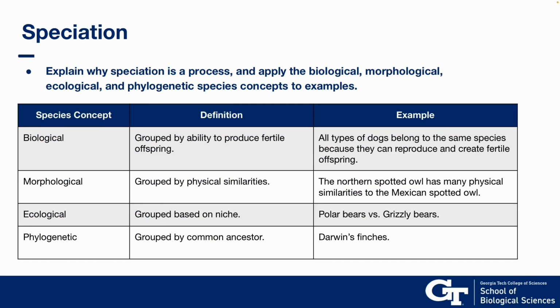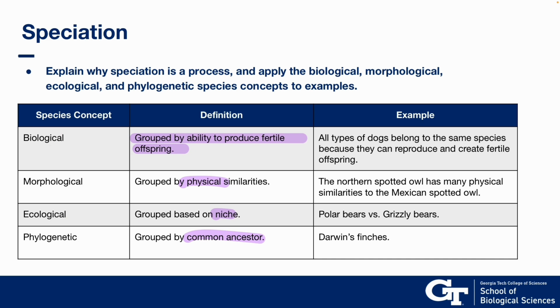Okay, now we're moving on to speciation. So what actually separates individuals by their traits into their own species? There are 4 species concepts: biological, morphological, ecological, and phylogenetic. Biological is based on ability to produce offspring. So can 2 things mate and produce offspring that are fertile? Morphological is by physical traits. Ecological is based on niche. And phylogenetic is based on common ancestor.